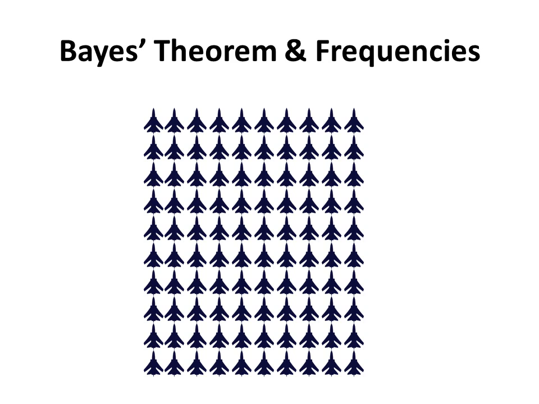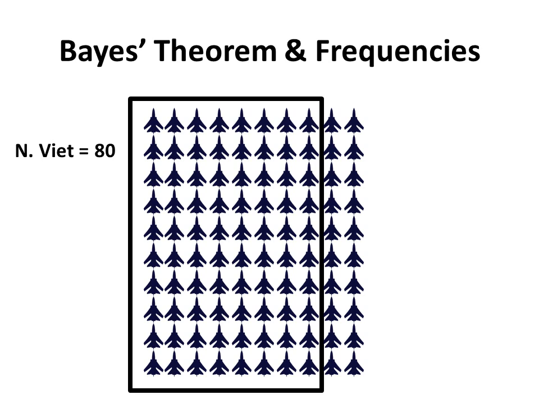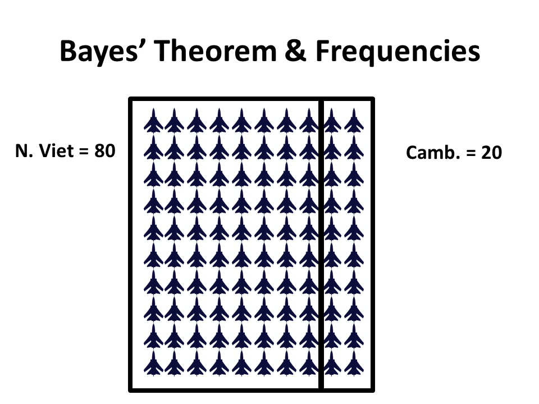So here's a set of 100 jets. And let's think about how to divide them up visually. Well, the background rates you were given said 80% of the jets are North Vietnamese. So I've drawn a box around 80 of the 100. 20% of them are Cambodian, so I've drawn a box around the remaining 20.